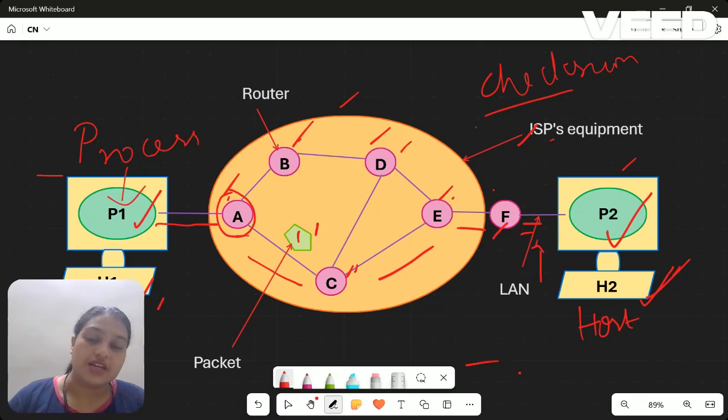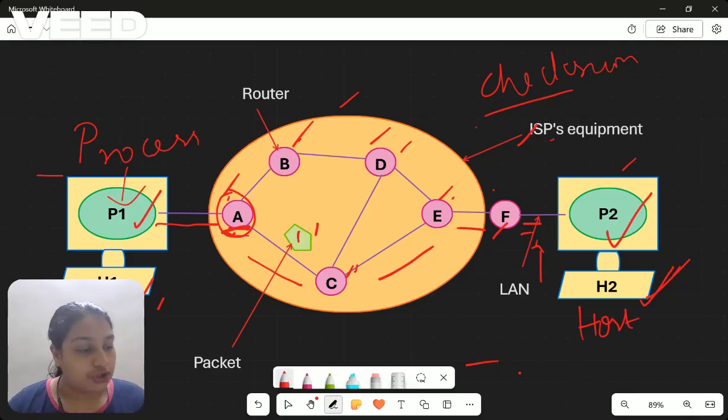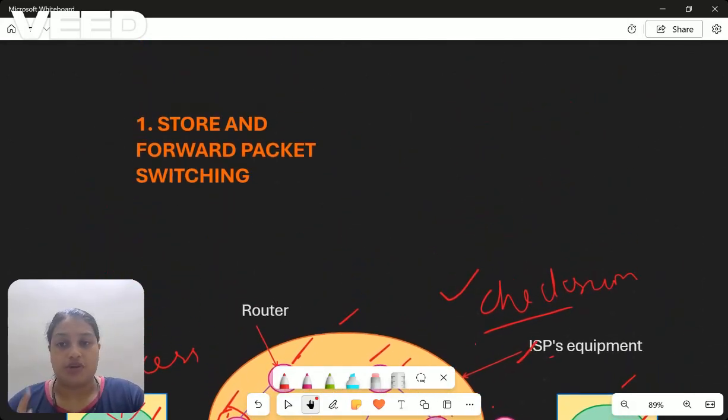So how does this whole thing work? A host with a packet to transmit sends it to the nearest router, either in its own LAN or over a point-to-point link to the ISP. Then the packet is stored here until it has fully arrived and the checksum has been verified. Then it is forwarded to the next router along the path until it reaches the destination host where it is delivered. This is store and forward packet switching.